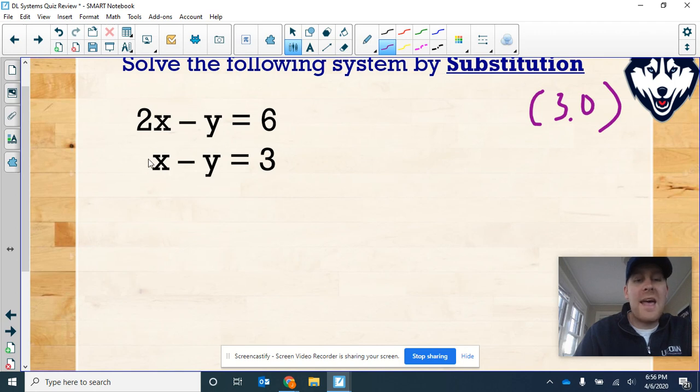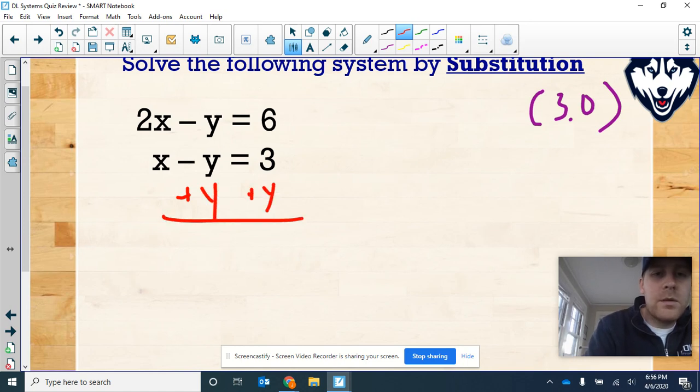So I want to get x by itself in my bottom equation, because the only thing we have to do for that is add y to both sides. So let's go ahead and do that. We're going to add y to both sides in my bottom equation to get x by itself. So I get x equals y plus 3.